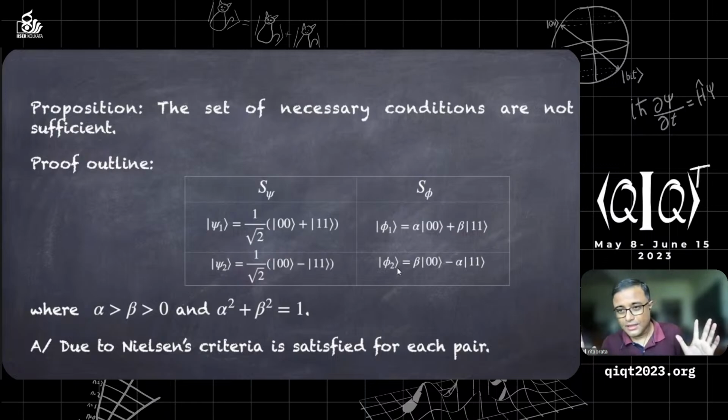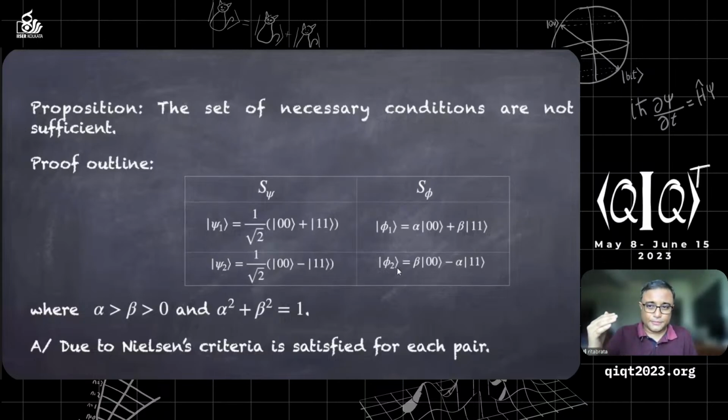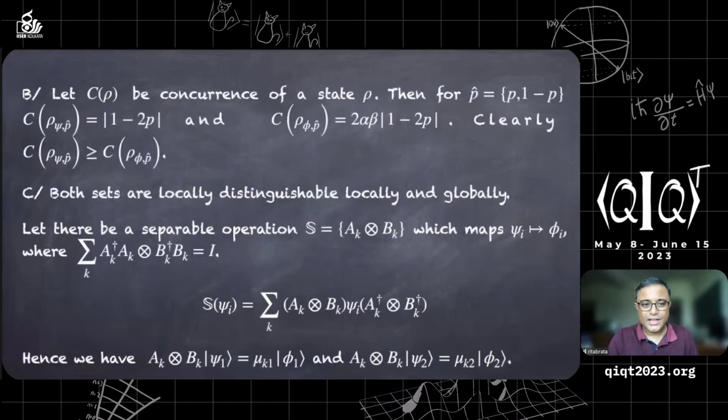Okay. Now I use a small trick here. The trick is the following, that I know that the set of all LOCC transformations are actually sitting inside the set of all separable transformations. So if I cannot do it by using separable transformations, then I can't do it by LOCC transformations also. So let's use that.